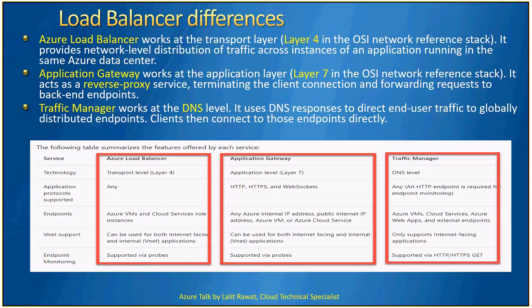For the endpoints supported by Azure load balancer, you can have your backend Azure VMs and cloud service. For application gateway, you can have any Azure internal IP, which is a private IP, and public internet, and you can obviously have your Azure VM as well. That's, in a nutshell, the differences between the load balancer, application gateway, and traffic manager.